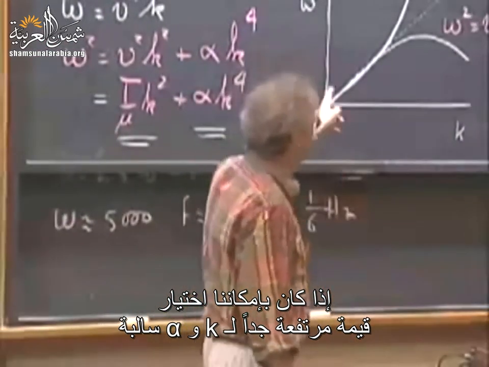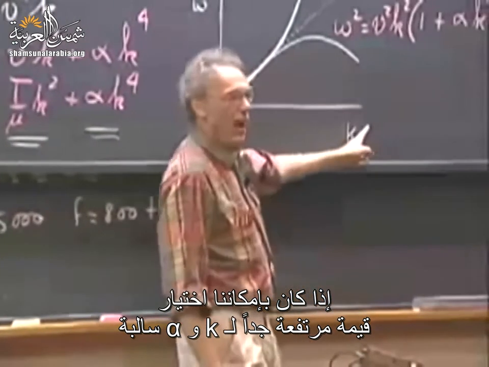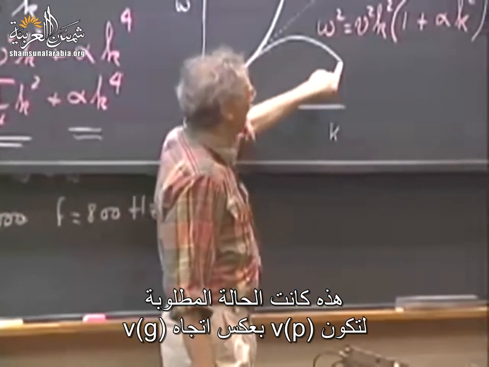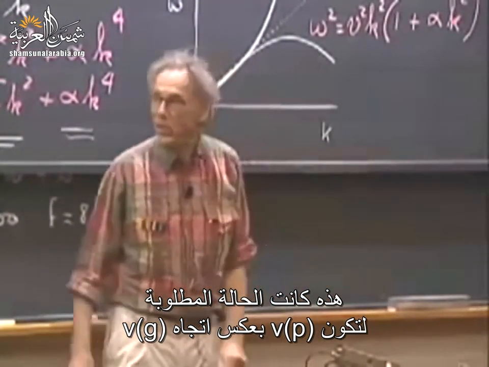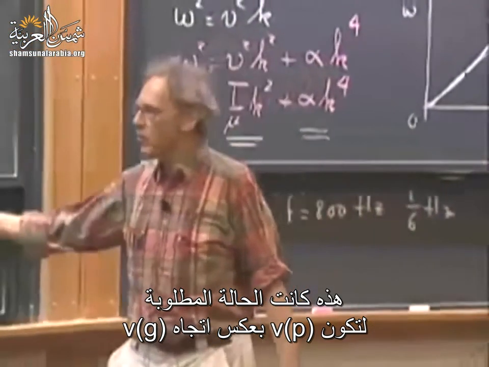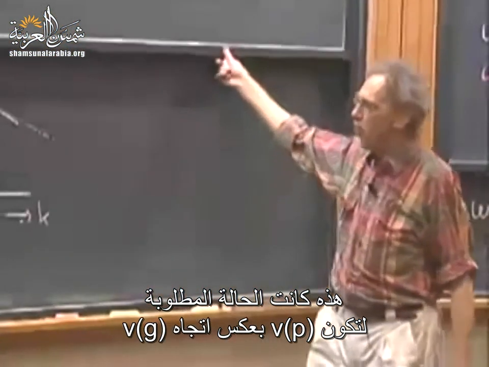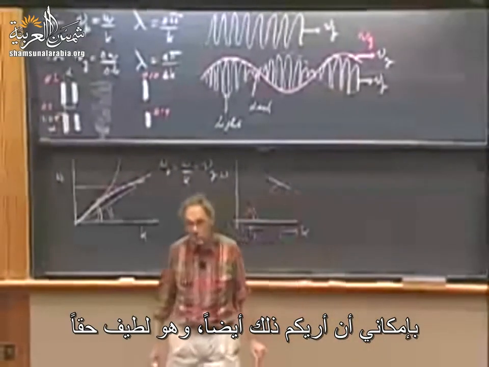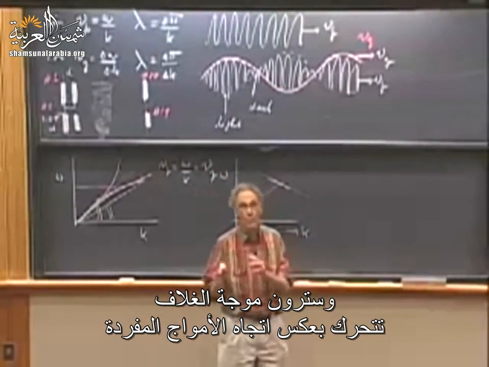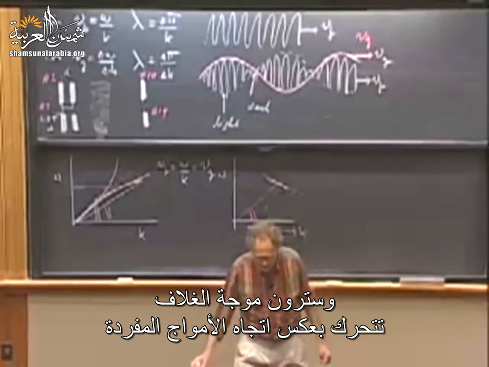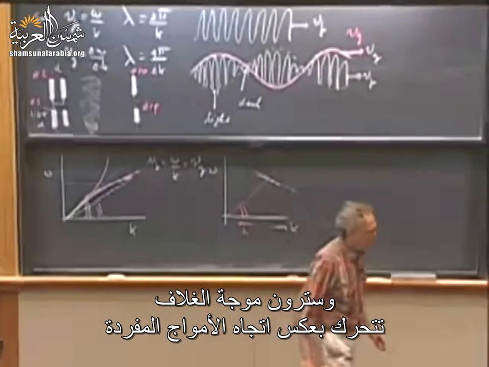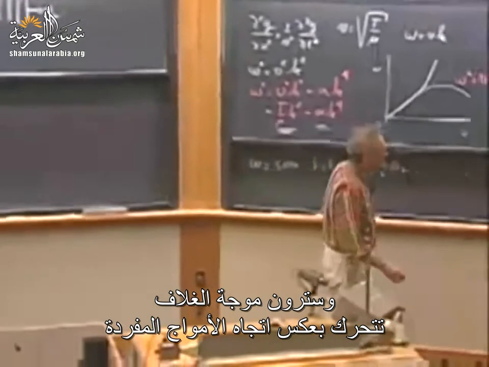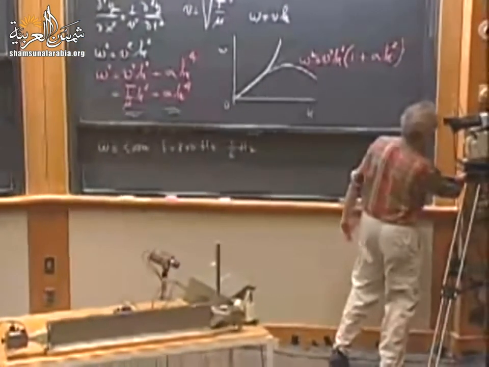And if I can do that, if I can choose a value for k very high with a negative alpha, this is the situation that was required, remember, for the phase velocity to be in the opposite direction as the group velocity. So I can also show you that, which is really cute. So you see the envelope move in a different direction than the individual waves.